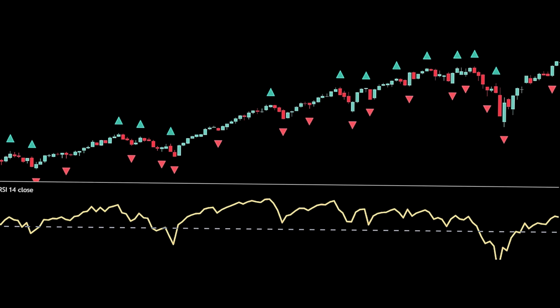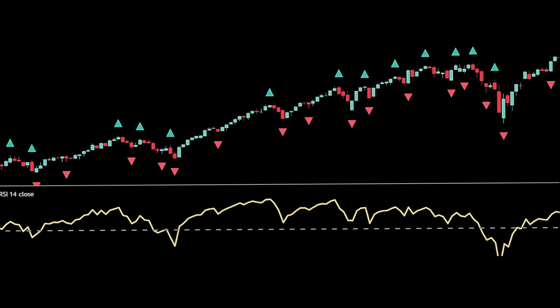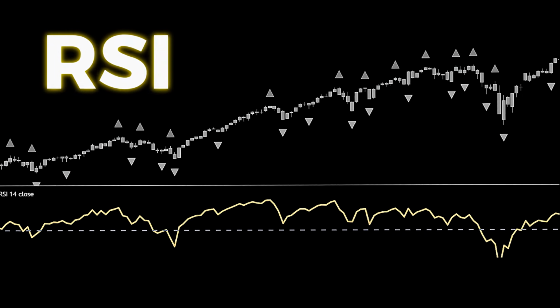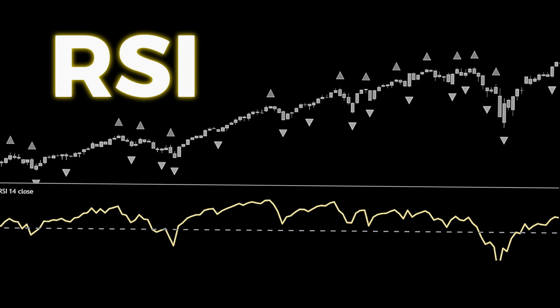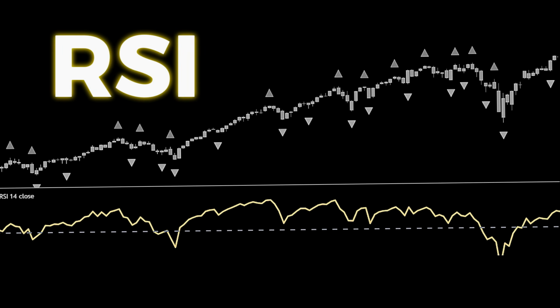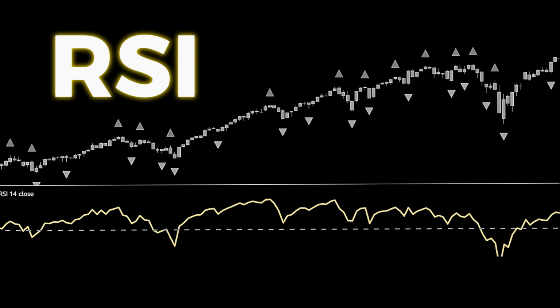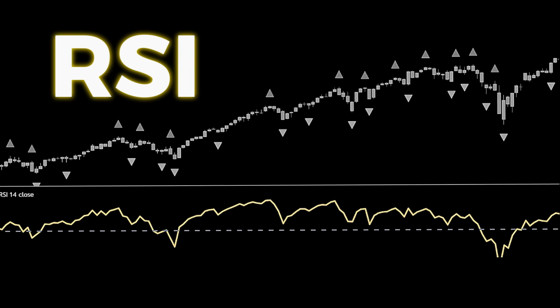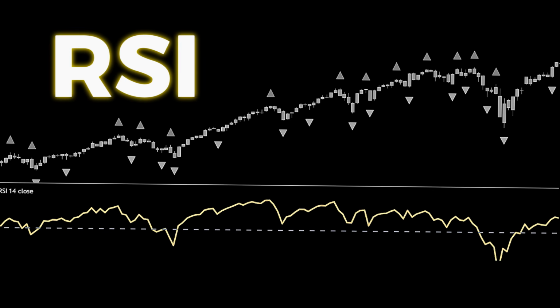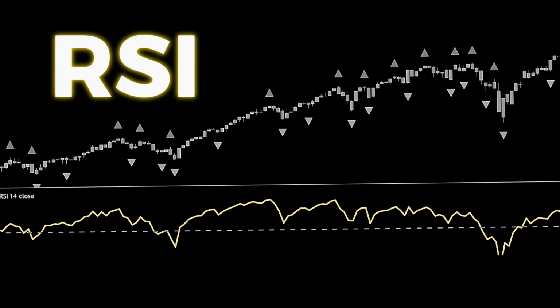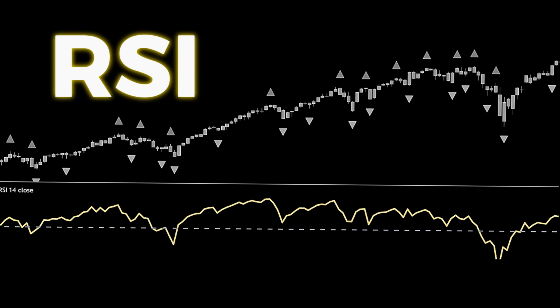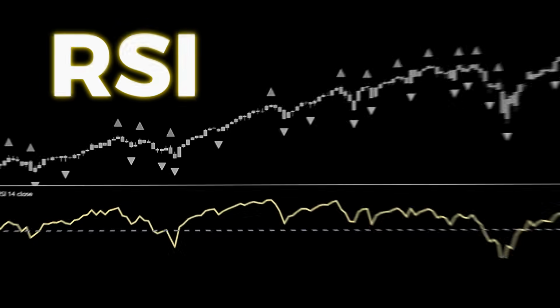This is exactly why I decided to add a filter, RSI, to combine with the fractal. By doing this, we can focus only on stronger signals and avoid false trades. So now, I'm going to show you how I personally use RSI together with the fractal, based on my backtesting and real trading experience to trade more confidently.